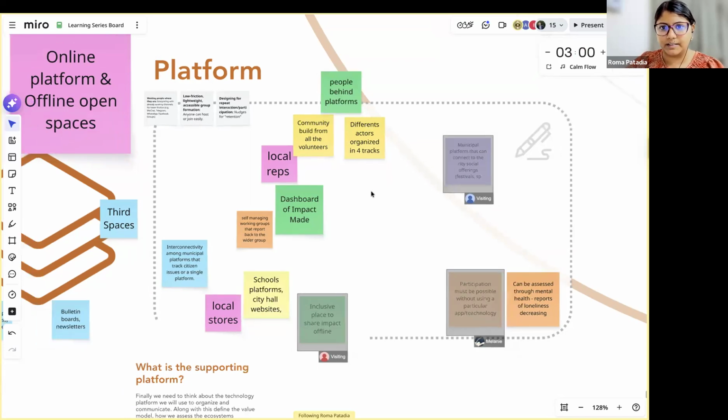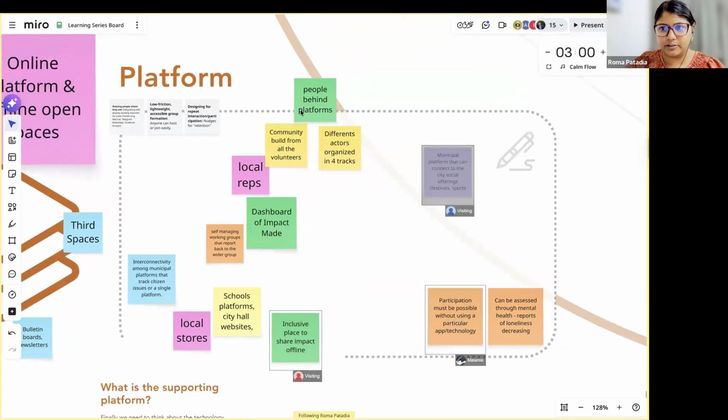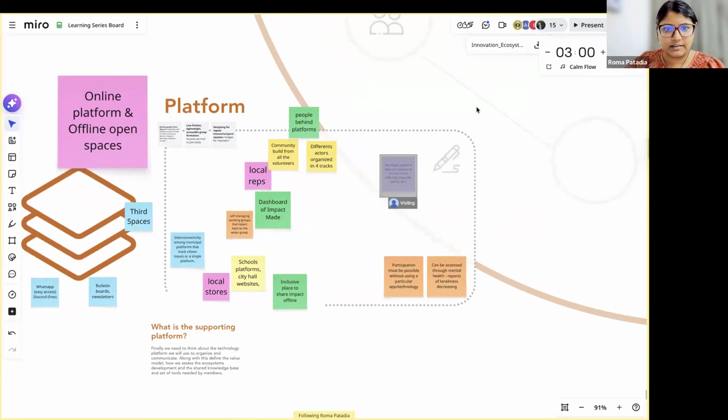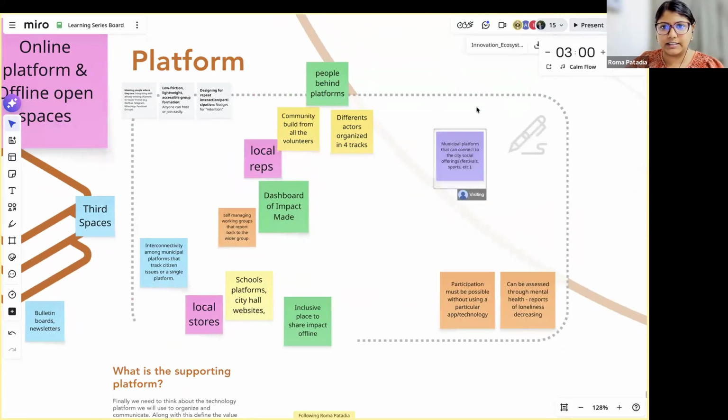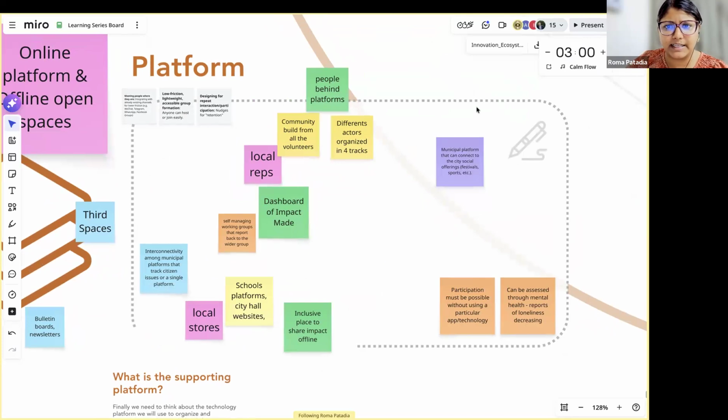Great. Thank you so much, everybody, for your inputs here. I'm going to read out some of the sticky notes. We have people behind platforms, and we have different actors organized in 4 tracks: community build from all the volunteers, local representatives, dashboard of impact made, and then schools, platforms, city hall websites, local stores, inclusive place to share impact offline, and then third spaces.